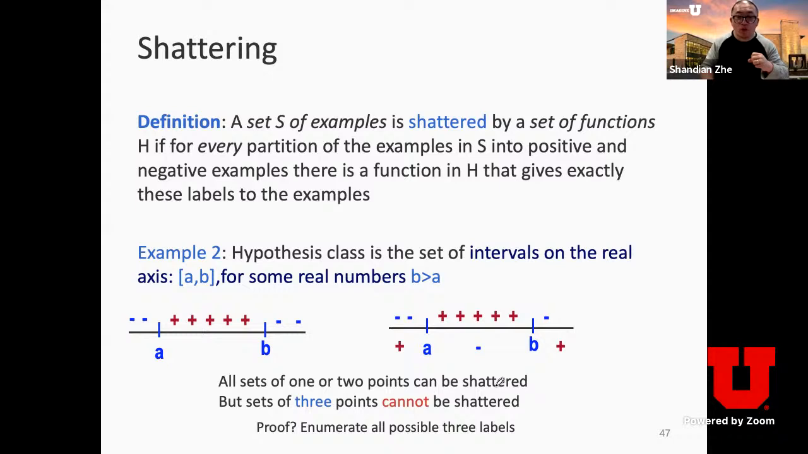In general, if you want to prove that a hypothesis space can shatter a particular set of examples, you're going to need to enumerate all possible labelings. So that's not an easy job.